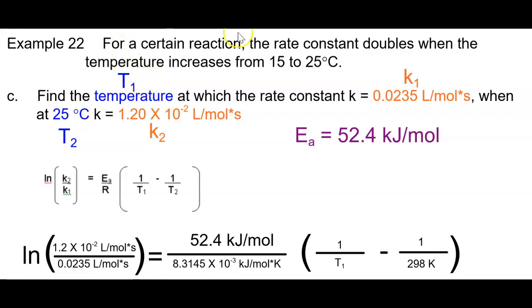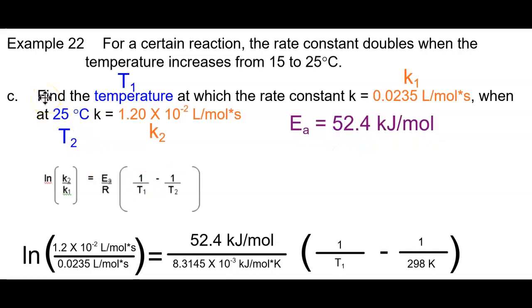Okay, 22C. Again, this first sentence was just there to prompt the question. Really, it led us to our E sub A. Now we have, it says, for C, find a temperature at which the rate constant is this when at 25 degrees Celsius, the rate constant.